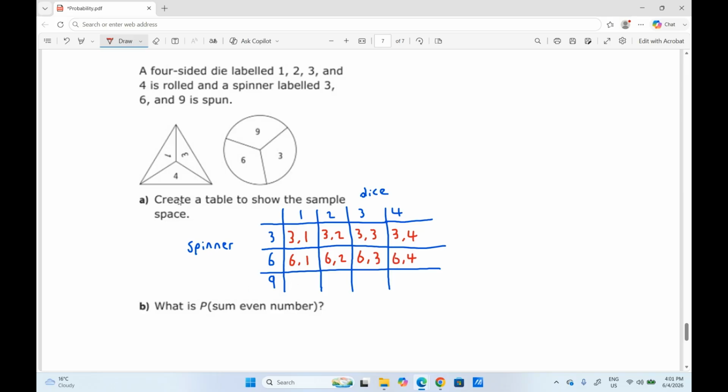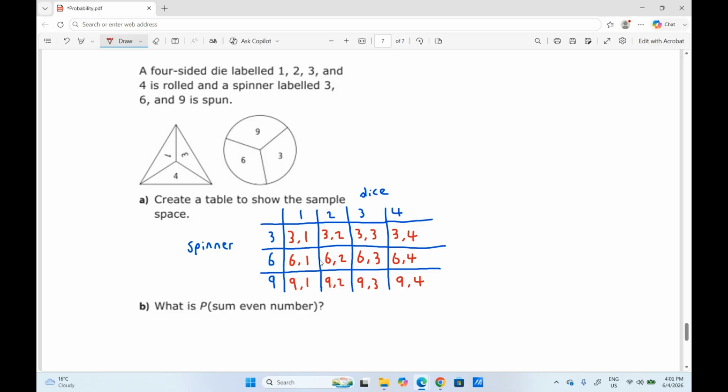And then finally, I can also spin the spinner, land on 9, and then roll the dice and get a 1. I could also roll the dice and get a 2. I can also roll the dice and get a 3. And finally, I can also land on a 9 for the spinner, roll the dice and get a 4.